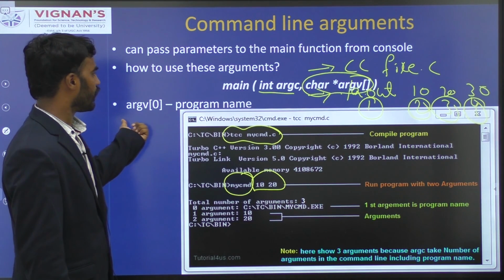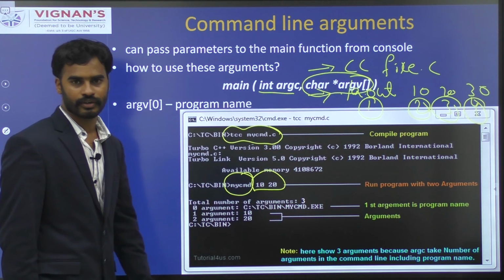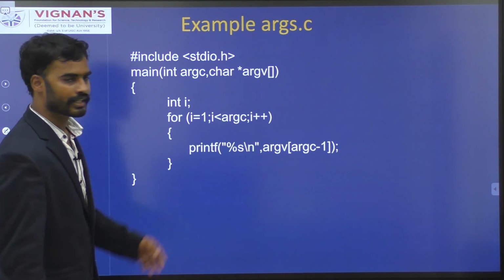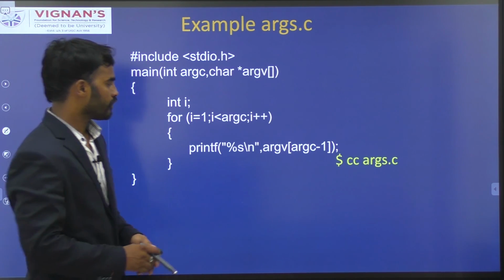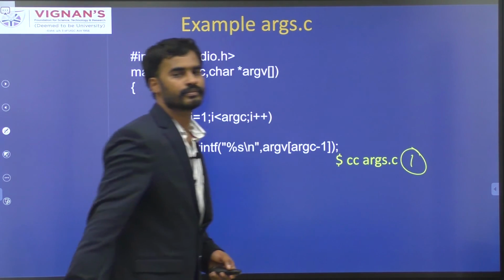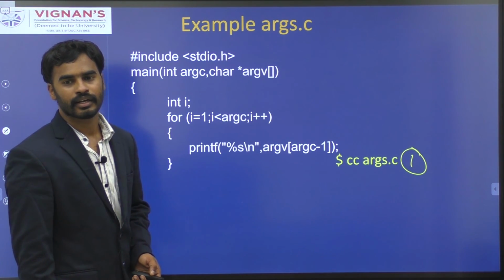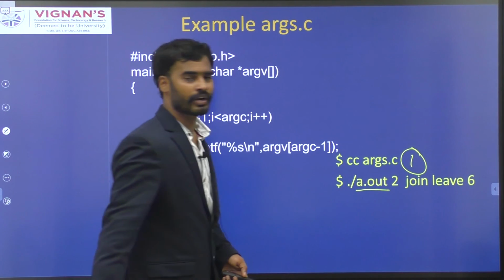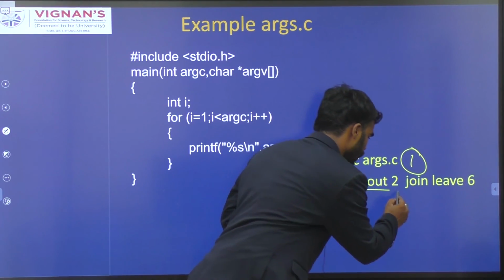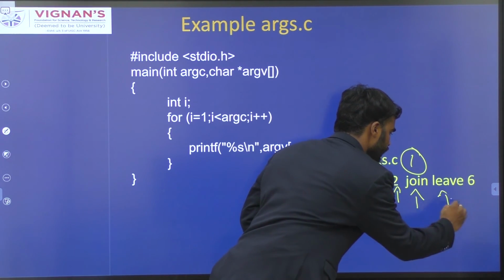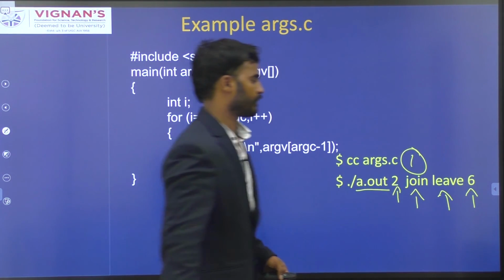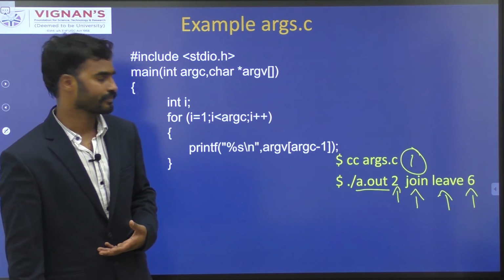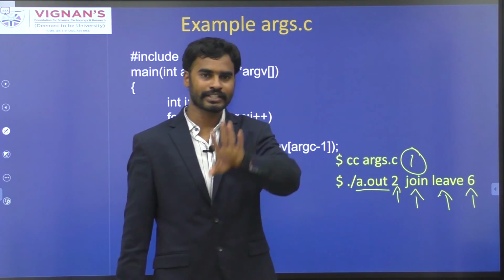The second parameter is an array of values. The first value is your program name. Okay, so this is an example. First compile your program. Once the program is compiled, you can execute it, and while executing the program, I am passing extra parameters. If you want to pass any parameter to the main function, you can do that when you are executing the program.